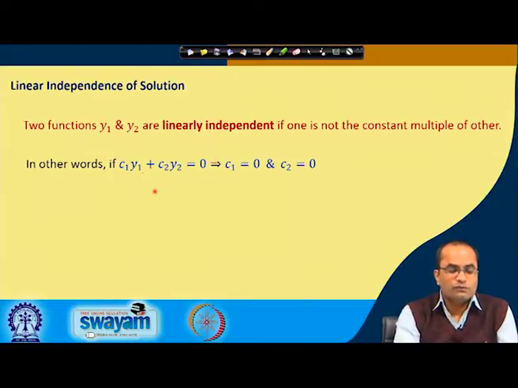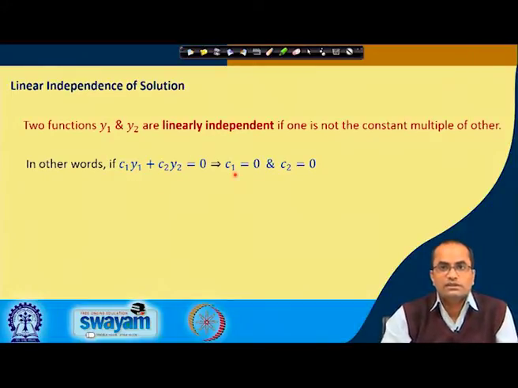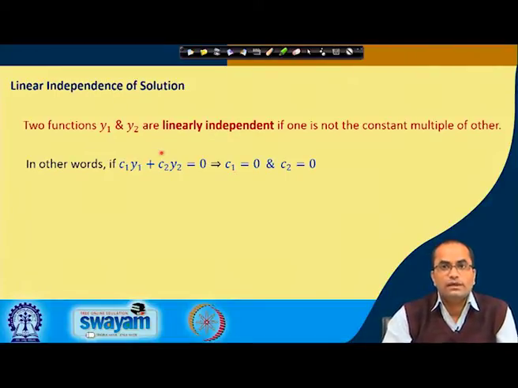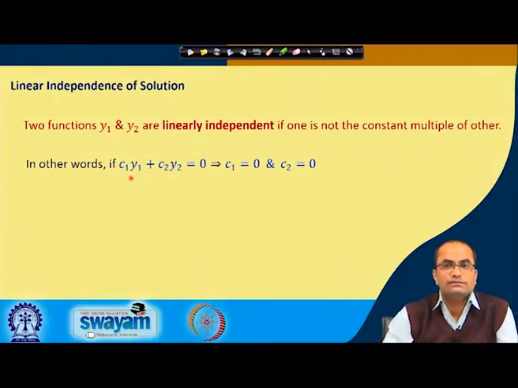In other words, or more formally, as was already discussed in linear algebra, consider c1 y1 plus c2 y2, where c1 and c2 are some constants. If this combination set to 0 is true only when c1 is equal to 0 and c2 is equal to 0, then we call y1 and y2 linearly independent. And if we get any non-zero solution which satisfies this equation, then they are linearly dependent, because one function can be written in terms of the other function.